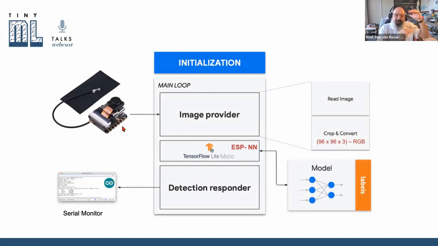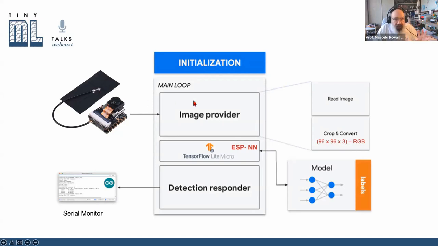The file or the code that we receive has a kind of initialization that is common for all those machine learning TensorFlow-like micro codes. And in the main loop, one piece of the code we call the image provider, which should, and always must, do exactly what was done in our training. So if our training cut the image 96 by 96, we need to do the same here.